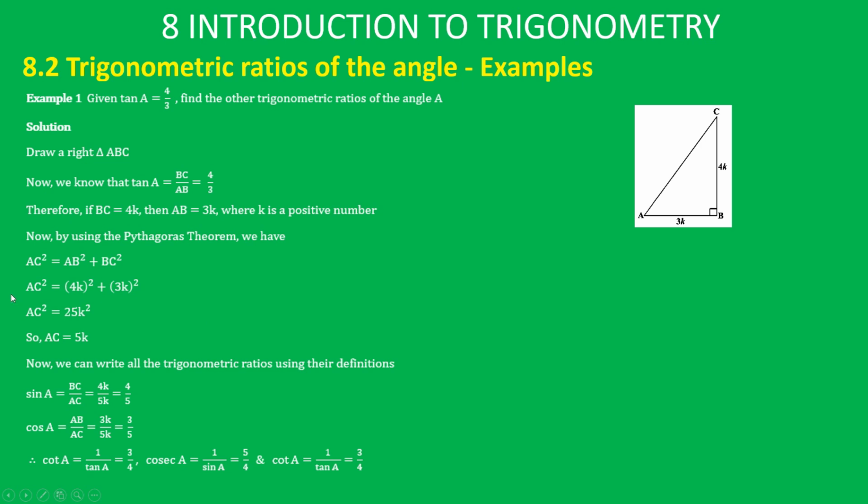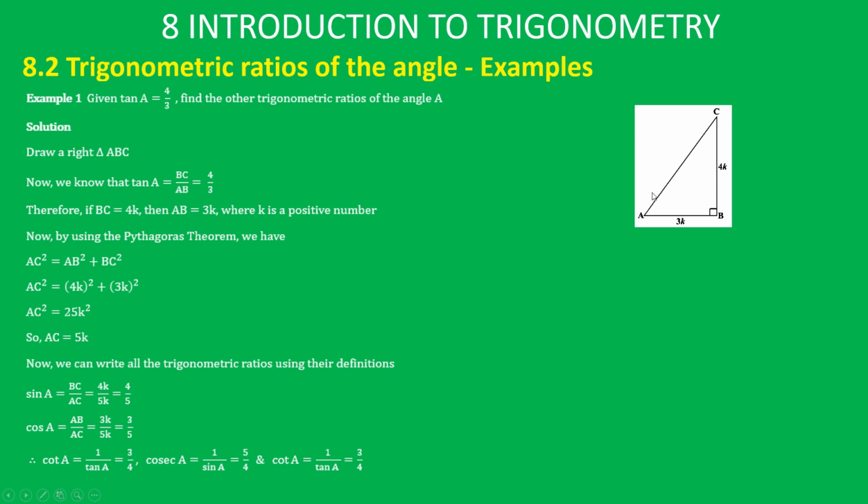Now using Pythagoras theorem, AC square is equal to AB square plus BC square. We need to find out the hypotenuse of this right triangle. We know the trigonometric ratio, and by knowing this trigonometric ratio, we understood the sides are in the ratio 4:3. Correct?